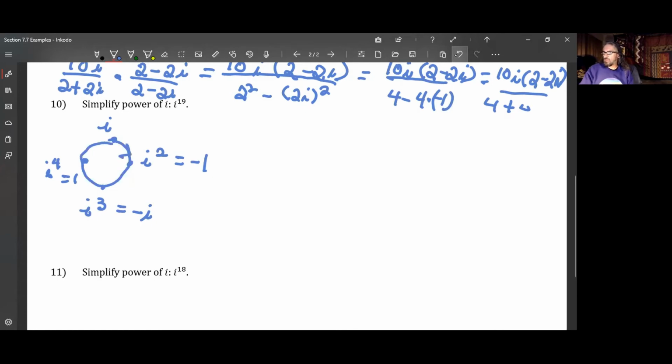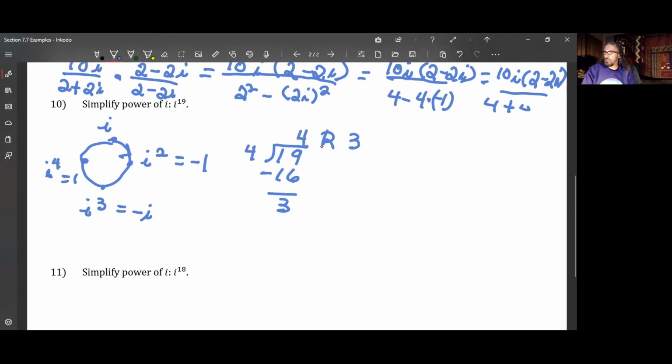So with 19, if I divided that by 4, 4 would go into that 4 times, and we'd have a remainder of 3. That would mean we could start at i, go around the clock 4 times, and end up at i cubed. I'm going to give a little more to justify that.